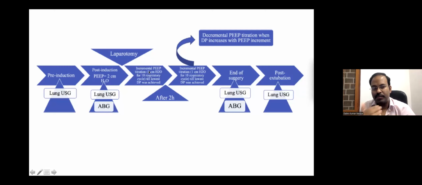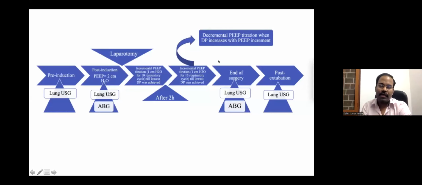Suppose at the PEEP of 8, I see the driving pressure is coming down to 12. But then after making the PEEP 9 or 10, driving pressure starts rising again. Previously, suppose it was 14, 15 or 16, at PEEP 8 it came down to 12. After PEEP of 9 or 10, it is going up again to 13, 14. So that means the lowest driving pressure of 12 was achieved at a PEEP of 8, so I'll keep the patient at PEEP of 8. This is what we did in the intervention group.